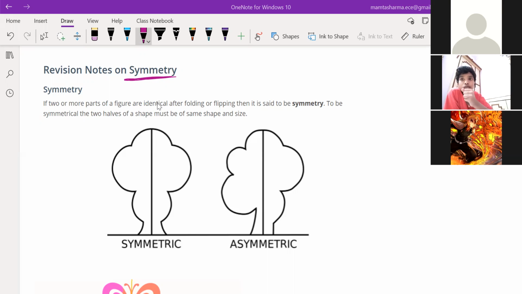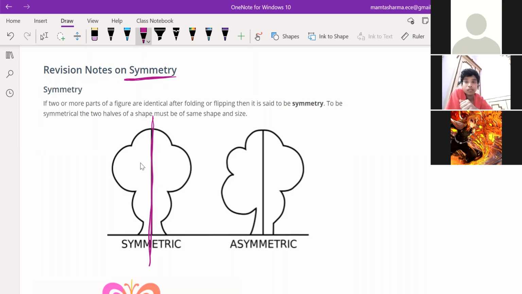When there is any shape, you fold it from the middle side. Suppose you are having this tree. When you fold it exactly in the half part of it.